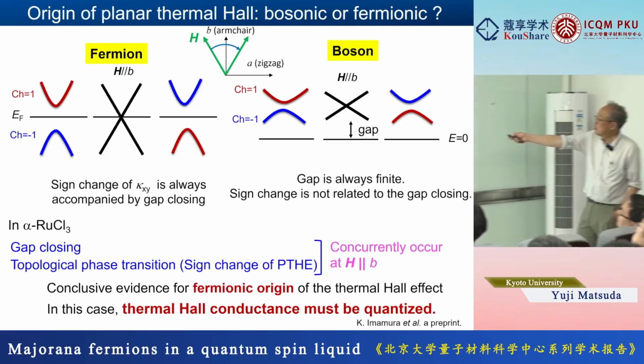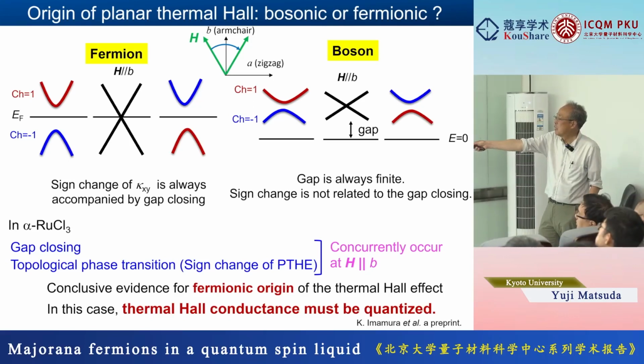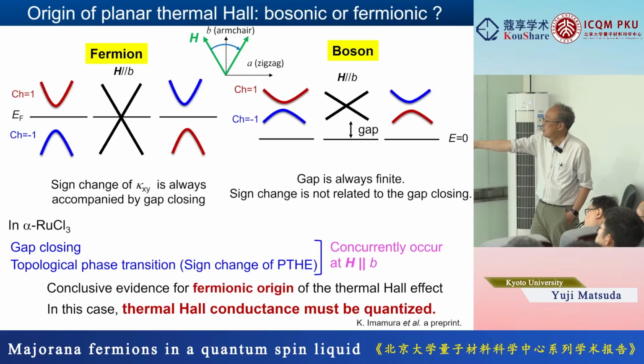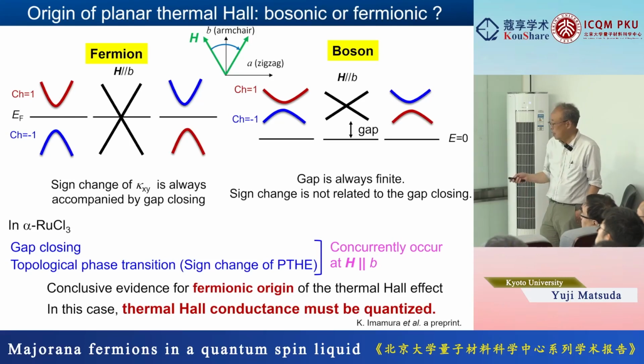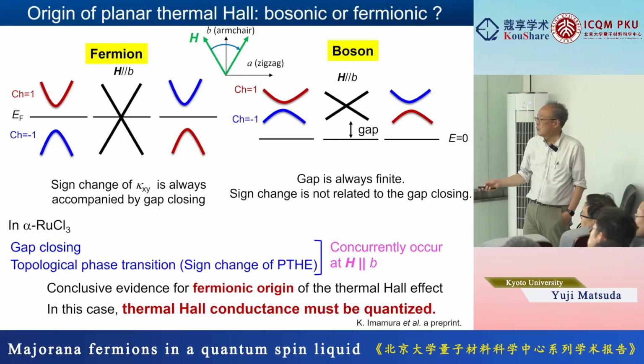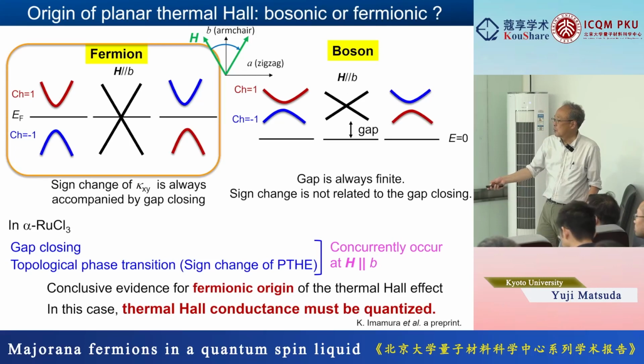In the bosonic case, the topological band always exists at finite energy. So when the sign change occurs, the band crossing occurs, but this band is always gapped. So the gap is always finite, and the sign change is not related to gap closing. I'd like to remind you that in alpha ruthenium chloride (RuCl3), gap closing and topological phase transition concurrently occur at H parallel to the B axis. So this is totally inconsistent with the boson and is strong support for the fermion.